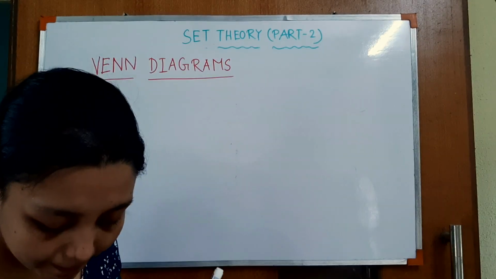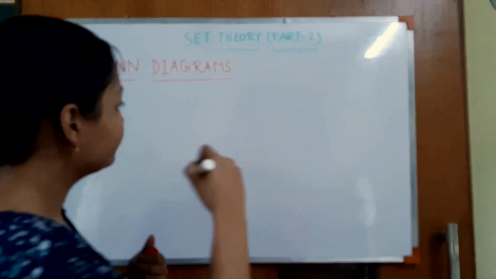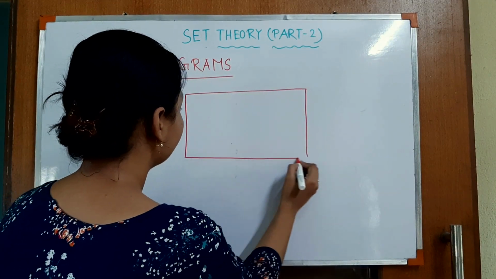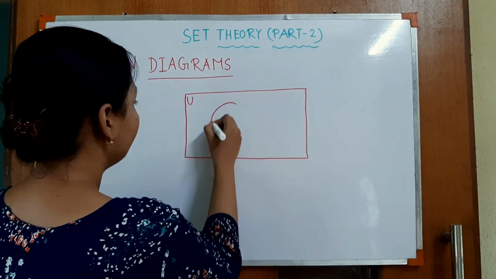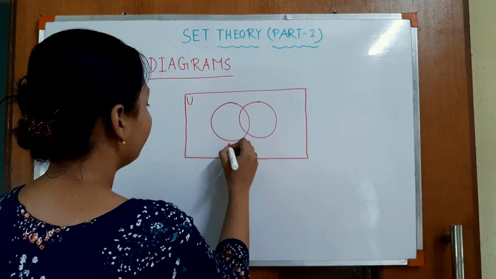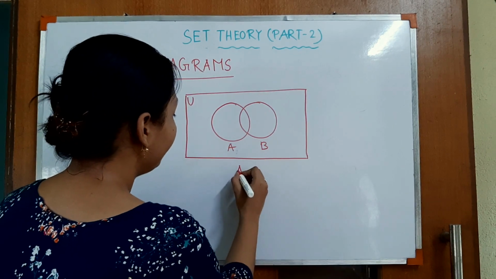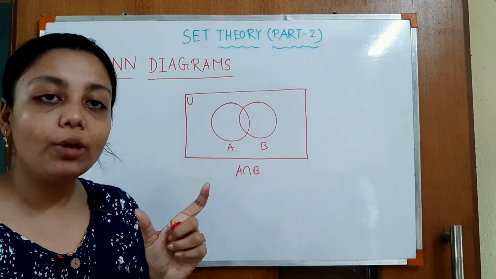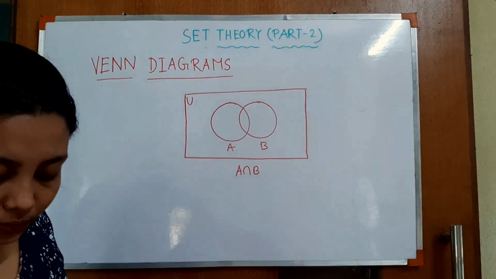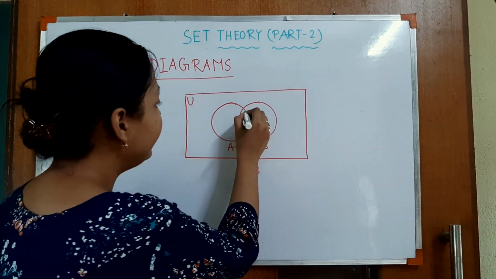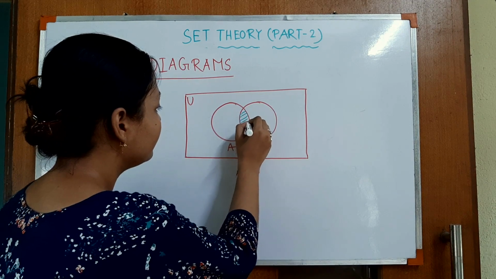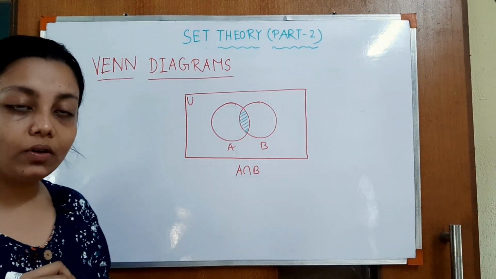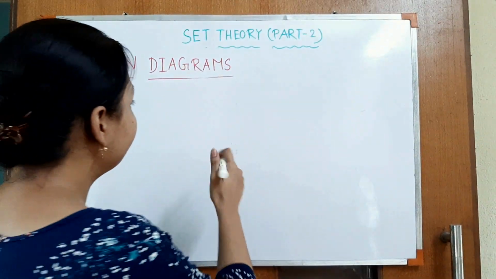Next Venn diagram. This is the universal set. These are two sets A and B, and the relation between A and B is A intersection B. A intersection B means the common part of the two sets. Here the common part of the two sets is this shaded portion. So this is the Venn diagram for A intersection B. Okay, note it down.